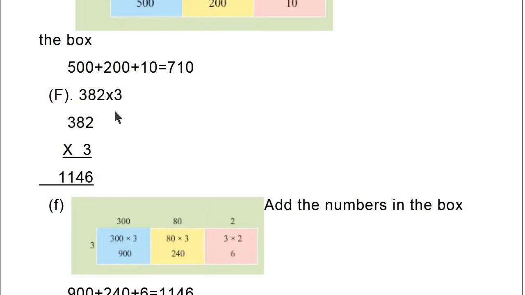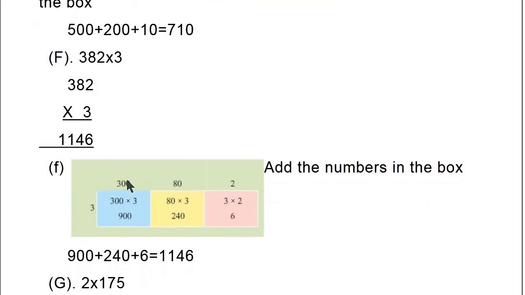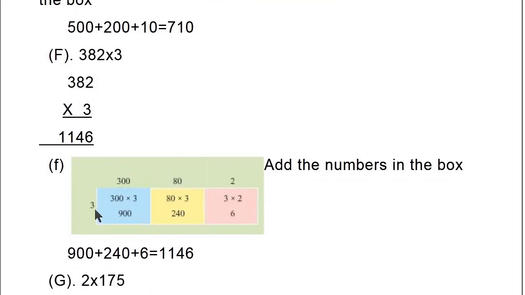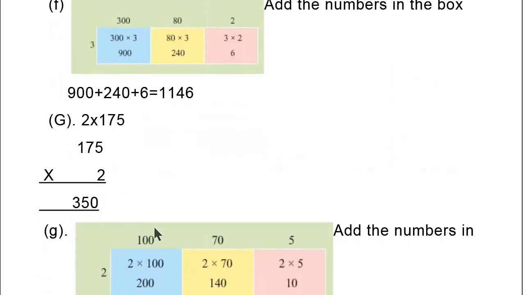Now 382 into 3. Here 1146. 380 and 2, multiply by 3. 300 into 3, 3 3s are 9 and 2 0, 900. 80 into 3, 3 8s are 24 and 1 0, 240. 3 2s are 6. So here 900 plus 240 plus 6. 900 and 240, 1140 plus 6, 1146. So 1146 is the answer.